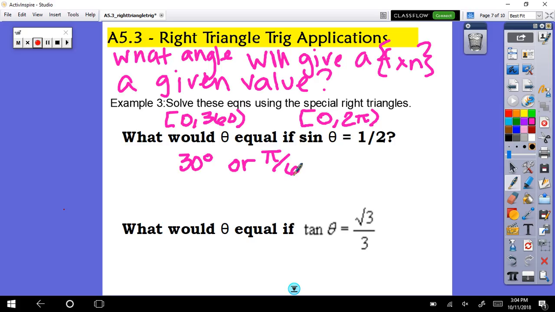Okay, and now think about the theta on the bottom one. What theta would give a tangent of square root 3 over 3, which means that the original tangent was 1 over square root 3, because we don't have anything on our unit circle that's square root 3 over 3. So that ends up being the same angle as the one we just talked about, 30 degrees or pi over 6.